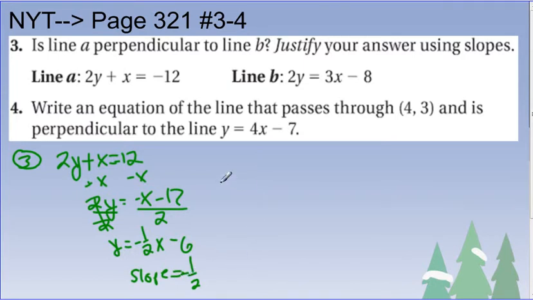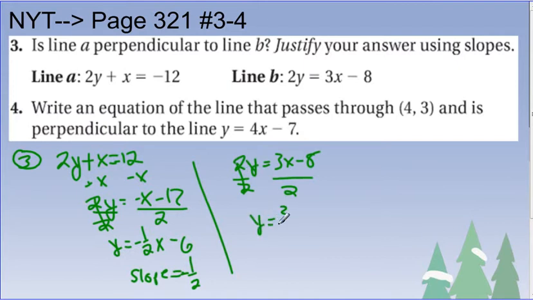That's line A. Line B is 2y equals 3x minus 8. To solve for y, we divide by 2. These cancel. Y equals 3 over 2 x minus 4. So the slope over here is 3 over 2. Are those 2 slopes opposite reciprocals? No. They're opposites. This guy's positive, this guy is negative, but they're not reciprocals. This fraction is not the upside down of that fraction. So they are not perpendicular.